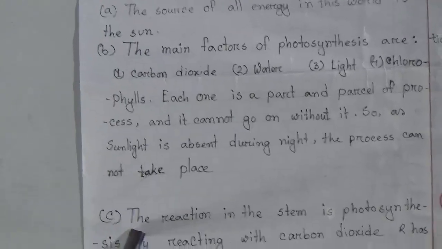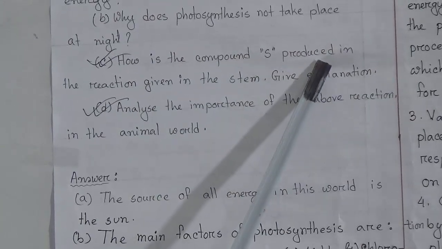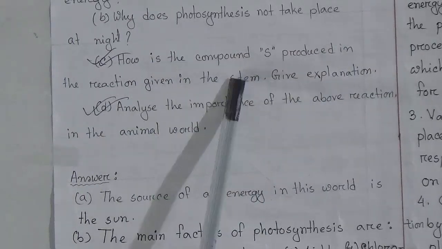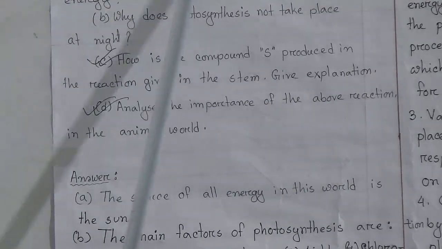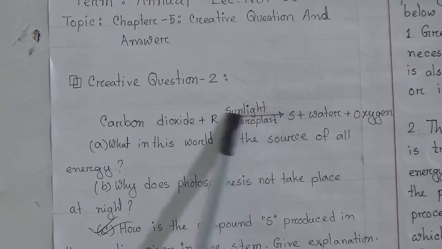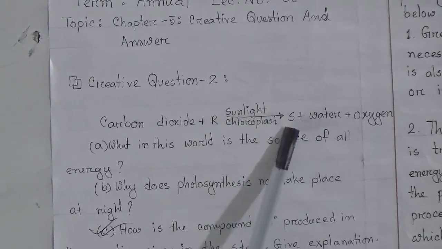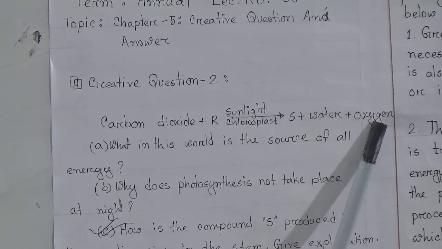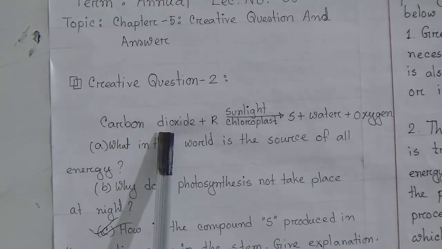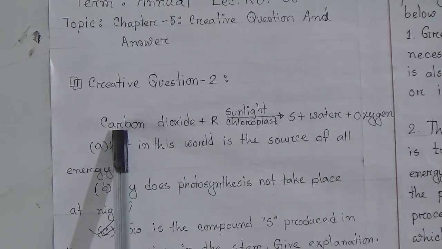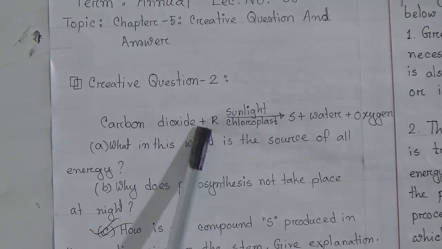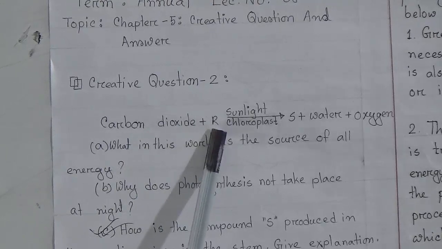The third question is, how is the compound S produced in the reaction given in the stem? Give explanation. Come to the stem, there is written carbon dioxide plus R. Then there is sunlight and chloroplast. The product is S plus water plus oxygen. By seeing this chemical reaction, we can understand that it shows the chemical reaction of the photosynthesis process.